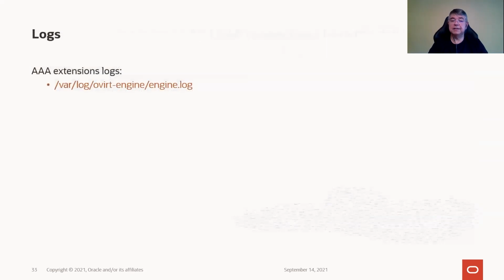Okay, and last but not least, the logs. Which logs can I look at to understand what's happening and get any additional information? Only the engine.log file has information about this kind of connection. The authentication and authorization extensions of the ovirt-engine send their output, standard messages and error messages only to the engine.log file. That's the only place you need to look.